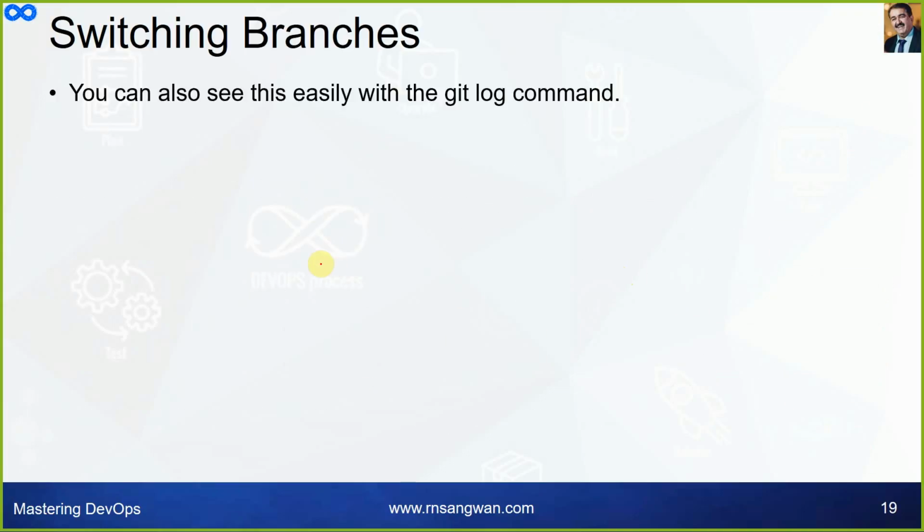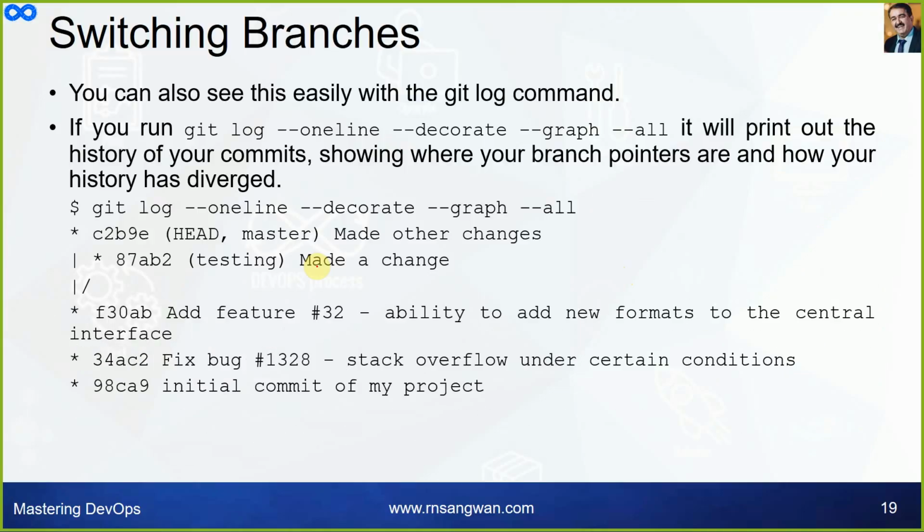So you can also see this easily with the git log command. When you run git log --oneline --decorate --graph --all, it will print out the history of commits showing where your branch pointers are and how your history has diverged. So this is what you will see. You see the current head is pointing to this, and on master you are here, made other changes. This was the old one, testing, made a change. This is our old one, this is the second one, this is the third one, this is the second one, this is the first commit.